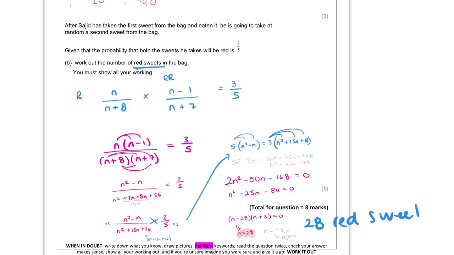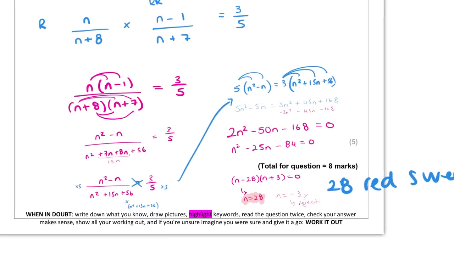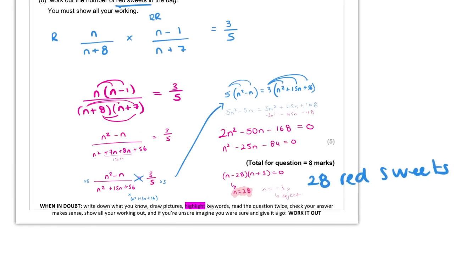Okay, now in this question, it was 5 marks. It was difficult, okay? However, you can see all the skills in there. We've got expanding, manipulation of algebraic fractions, factorizing, solving quadratics. Okay, this is where these are all rolled into one. So you're using a lot of skills within a probability question.